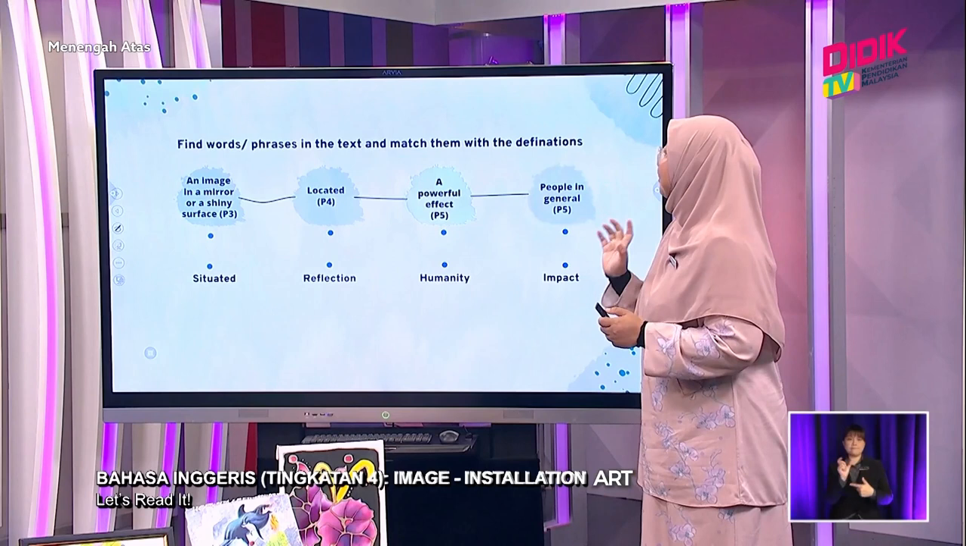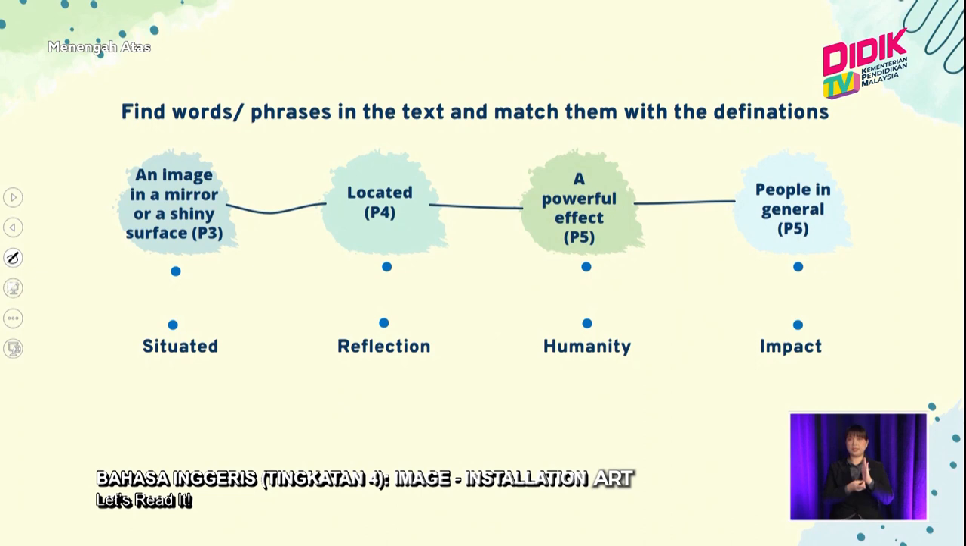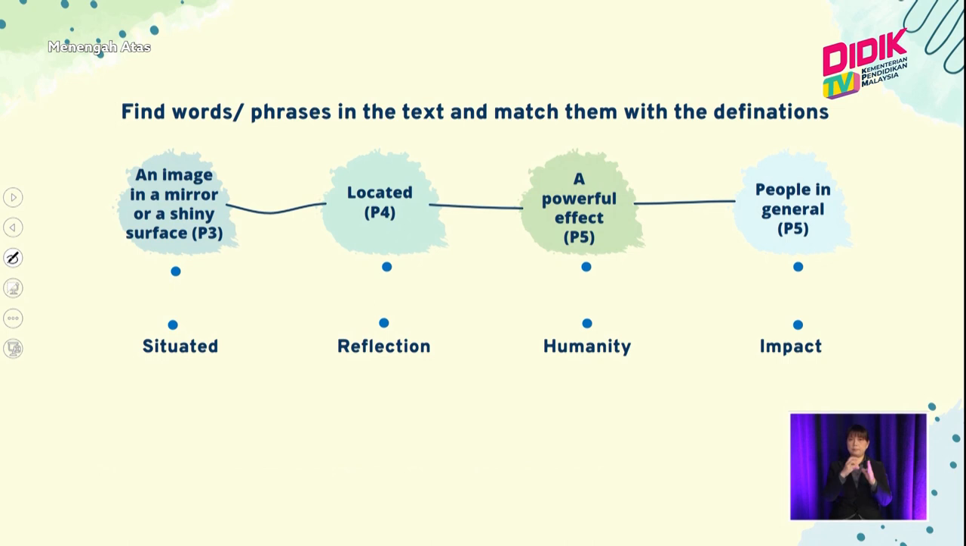So what you have to do, I've given here some of the paragraphs. For example, like this one, an image in a mirror or a shiny surface. The answer should be in paragraph 3. For located, it is in paragraph 4. For this one, a powerful effect, it is in paragraph 5. And also last but not least, people in general, you can find the answer in paragraph 5.